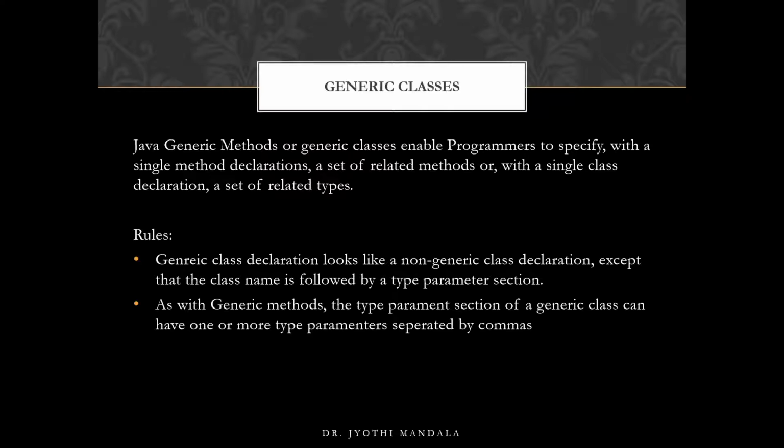This is about generic class. Just remember, a generic class is nothing but a single class declaration which can be used with a set of related types. Generic method works the same way, where in one class, one method is considered a generic method. Whereas if you make a class generic, then all the methods should be considered generic.